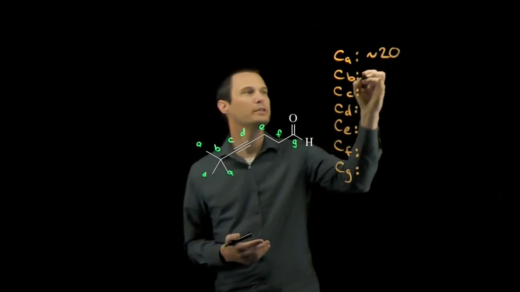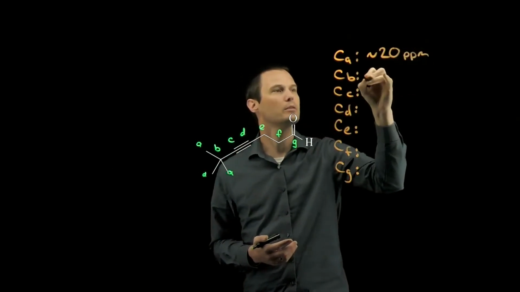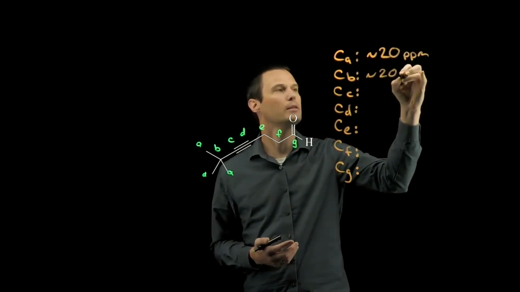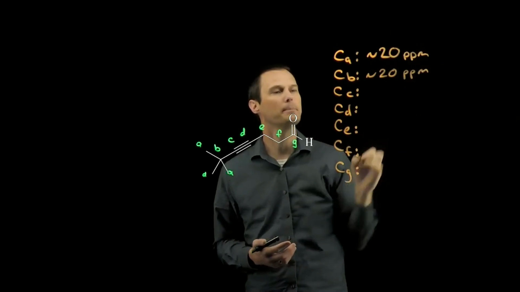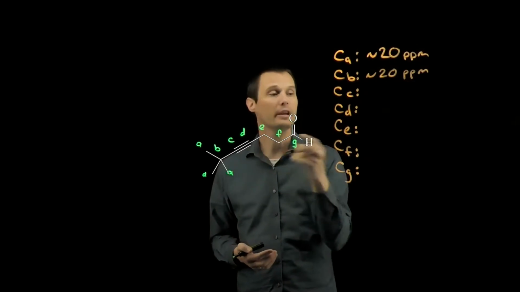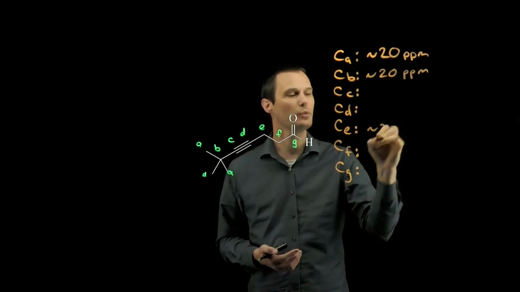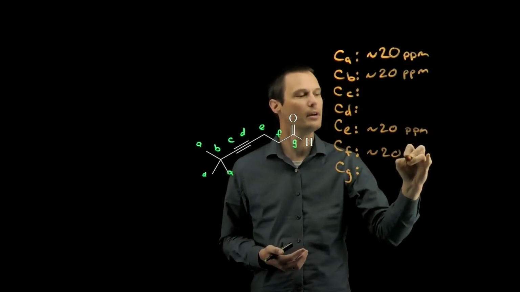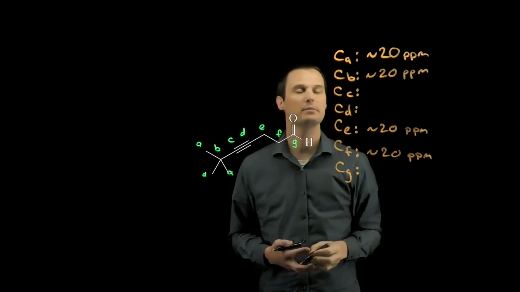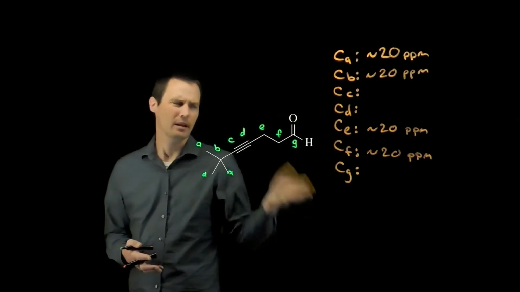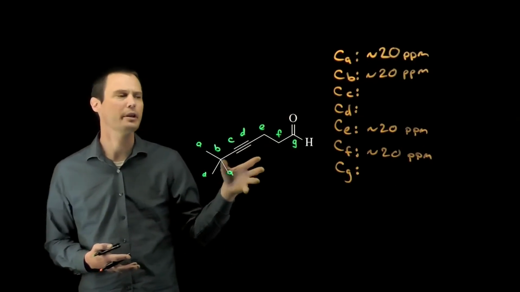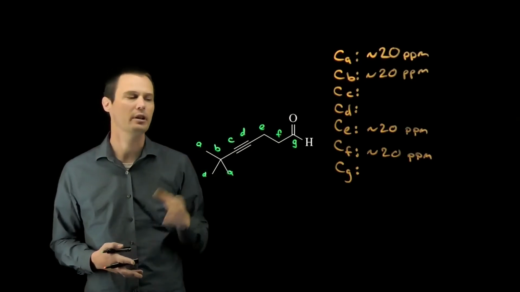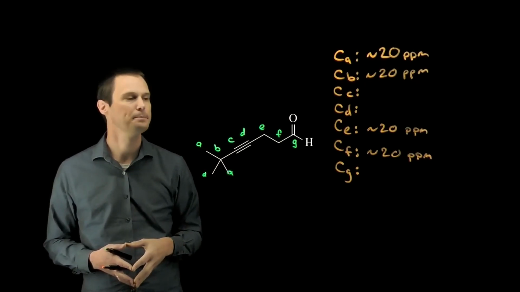Carbon B is also going to be in the same chemical shift range. It's also going to have a carbon chemical shift of around 20 ppm. Actually, the same is true for E and F, so we can go ahead and add those in here as well. Those are also alkyl type carbons, and so those will also have chemical shifts of approximately 20 ppm. Again, they're not all going to have a chemical shift of exactly 20. They're going to be in that range around 20 because they're all alkyl type carbons.